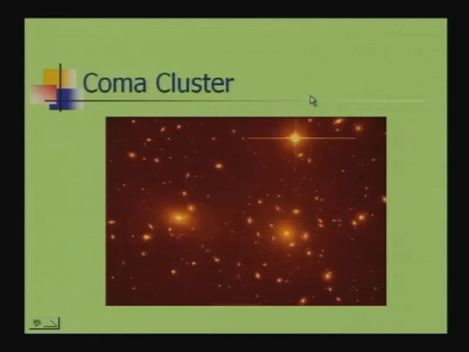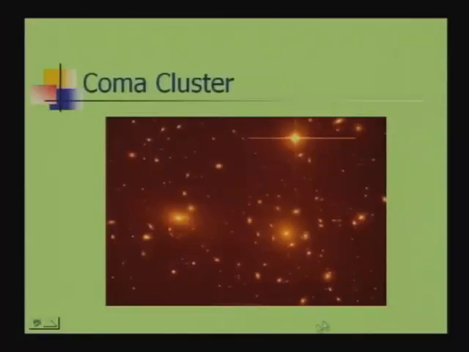This shows you the Coma cluster, and we have already heard about the Coma cluster in this course when we were discussing the determination of the Hubble constant. So, this shows you a picture of the central part of the Coma cluster. The Coma cluster is one of the richest clusters of galaxies near us. It is actually the nearest very rich cluster of galaxies.